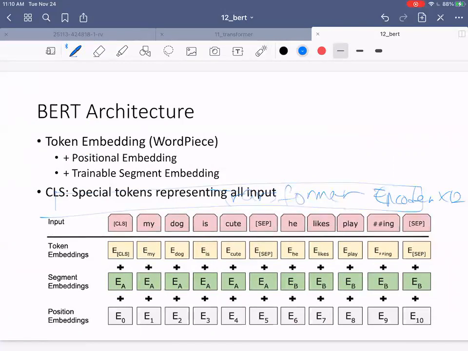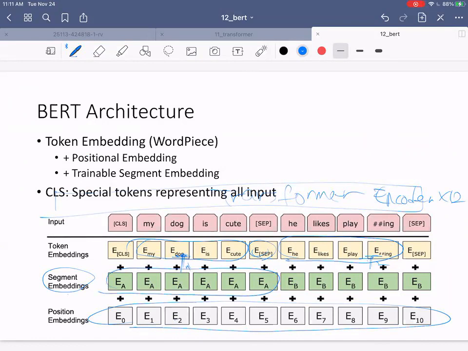There's a token embedding. Here we are putting two sentences at a time into BERT. There's "my dog is cute," separated by the special SEP token, and then "he likes playing." This is text one, this is text two, and then you need a positional embedding. Of course, we talked about position embeddings in transformers. There's another thing called segment embedding, which distinguishes between the first text and the second text. For text one, it is all EA, the first segment embedding, and starting from text two, it's all EB.